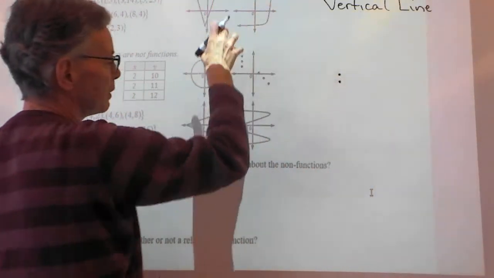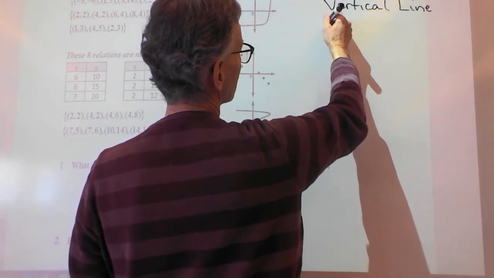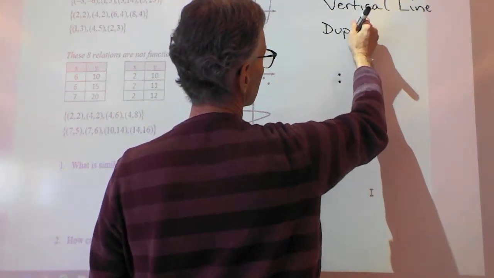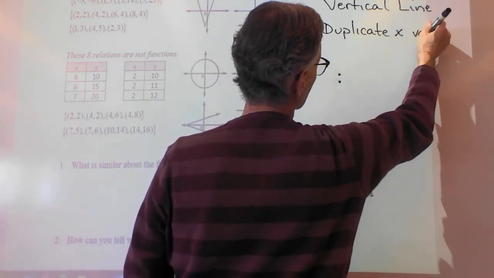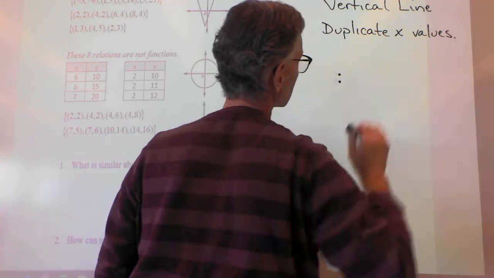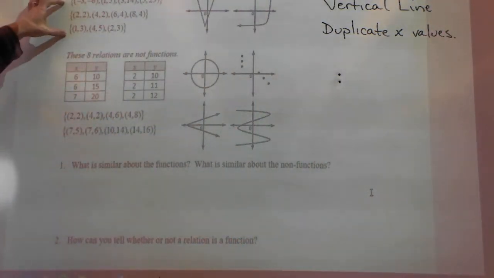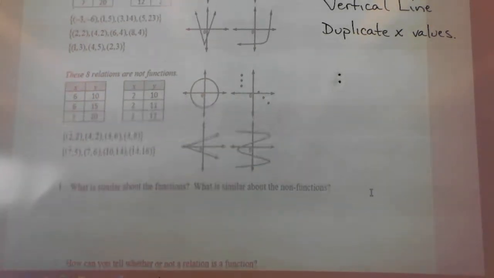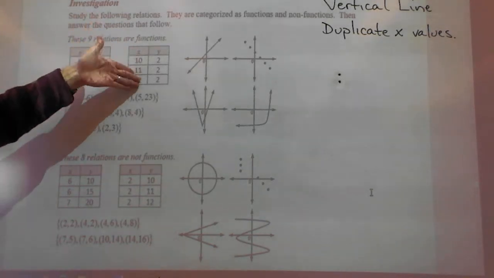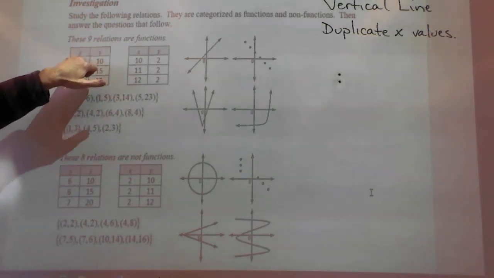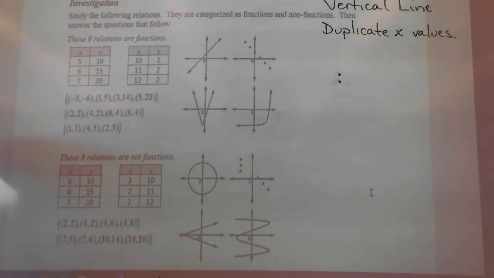Okay, so that one works really well with graphs. The second one is, let's just call it duplicate x values. Okay? So what I mean by that is, if you take a look, and we'll just scroll up a little bit. Okay, so if you take a look at all of these, the x values never repeat, right? They're unique. You have 5, 6, and 7.